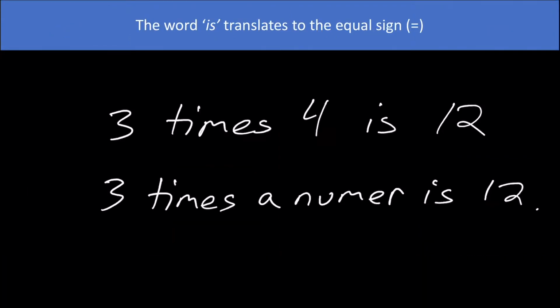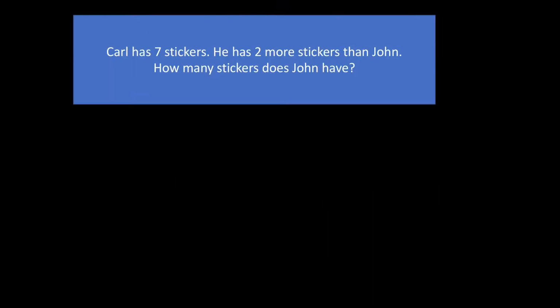Okay, the word "is" translates to equal. So the equal sign, when it's in a word problem. So if I had 3 times 4 is 12, we know how to write this. And 3 times a number is 12. Okay, so we are going to work through these problems, and I'm going to give you some tools to make this a little bit easier for you, and it helps make it visual as well.